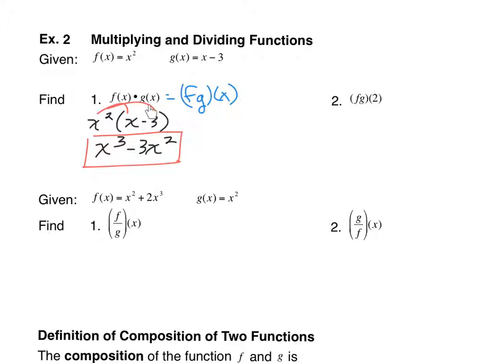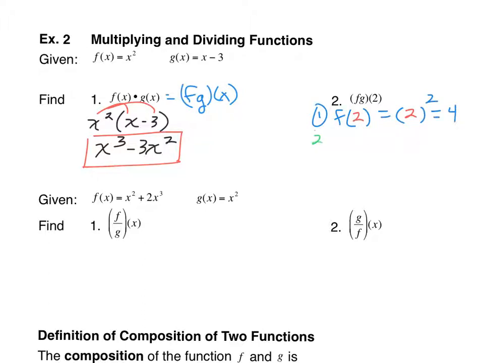So you could do that. You could find the product of those functions first and then sub in the value. Well, an easier way, if this had been my original problem and I hadn't done this, would be to do the following. I would start off with finding f of 2. My f function is just x squared, so I'm going to put a 2 in there, and I very simply get the answer of 4.